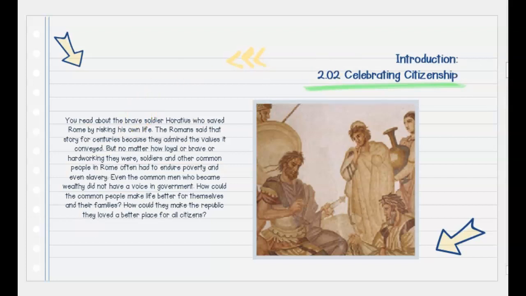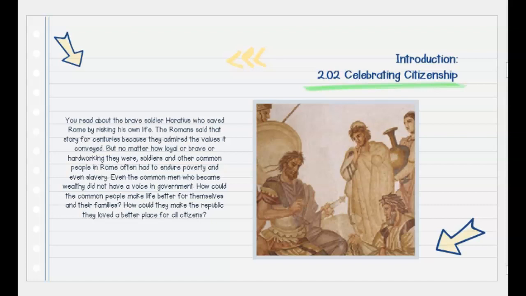You read about the brave soldier Horatius, who saved Rome by risking his own life. The Romans told that story for centuries because they admired the values it conveyed. But no matter how loyal or brave or hardworking they were, soldiers and other common people in Rome often had to endure poverty and even slavery. Even the common men who became wealthy did not have a voice in government.